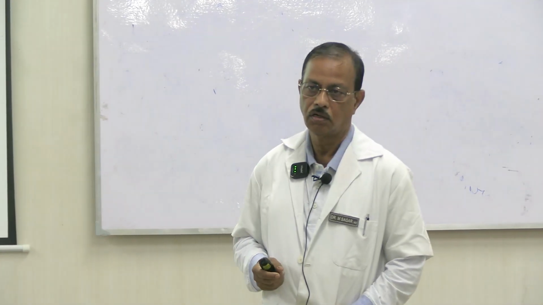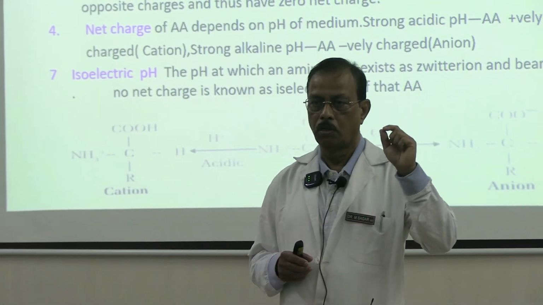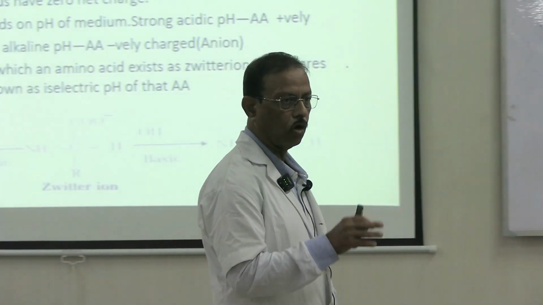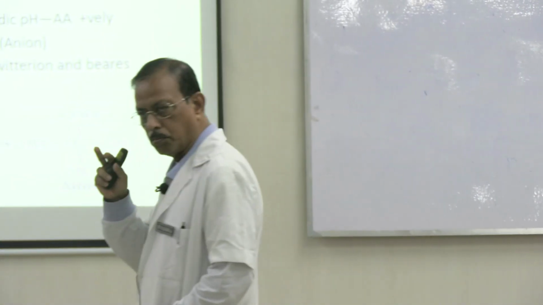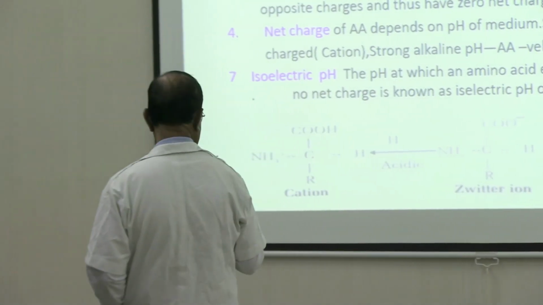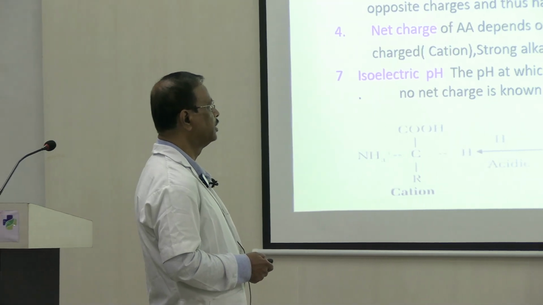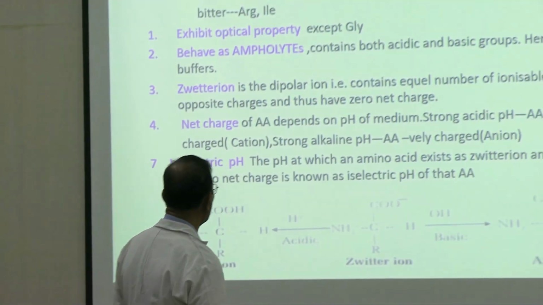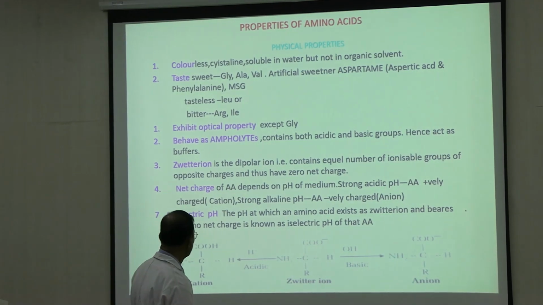At a particular pH, the amino acid exhibits an equal number of positive and negative ions, where the net charge of the amino acid remains 0. That pH is called the isoelectric pH. That's why the net charge of an amino acid depends on the pH of the medium. At strong acid pH, amino acids show positive charge, and at strong alkaline pH, amino acids show negative charge.